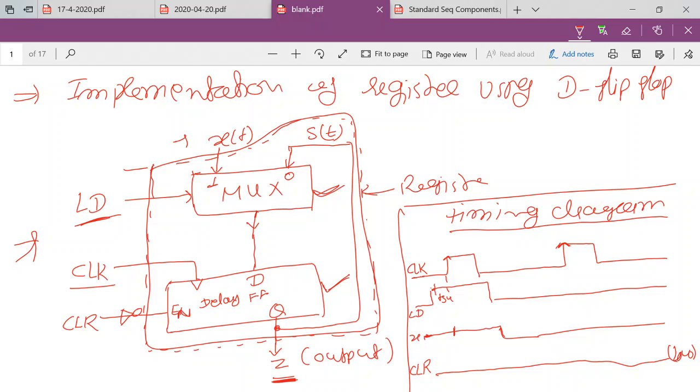So if I want to draw Z, suppose initially it is 0. At this particular moment, should this go high? No, it should go high after the setup time of the network. So it will go high after the setup time of the network, and it will remain high then. Fine.